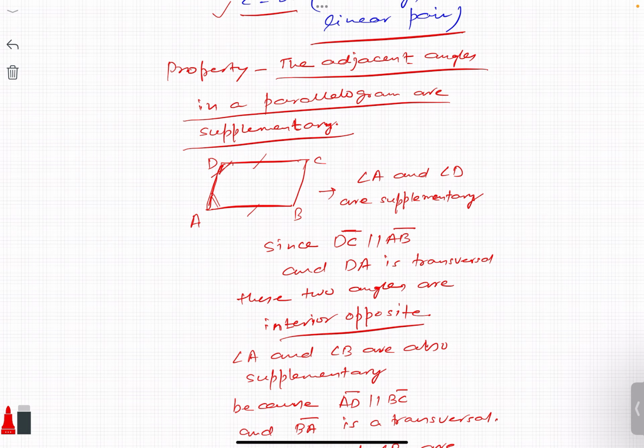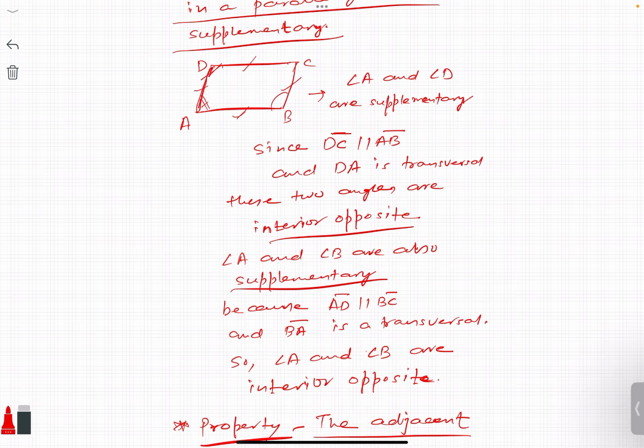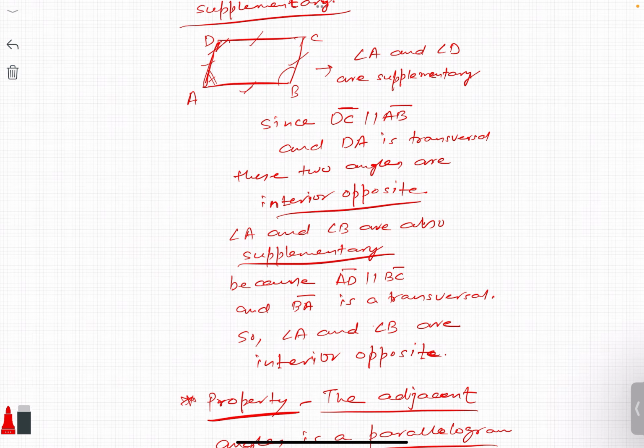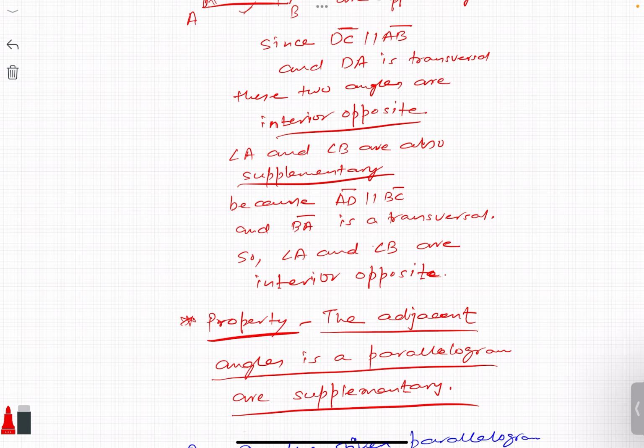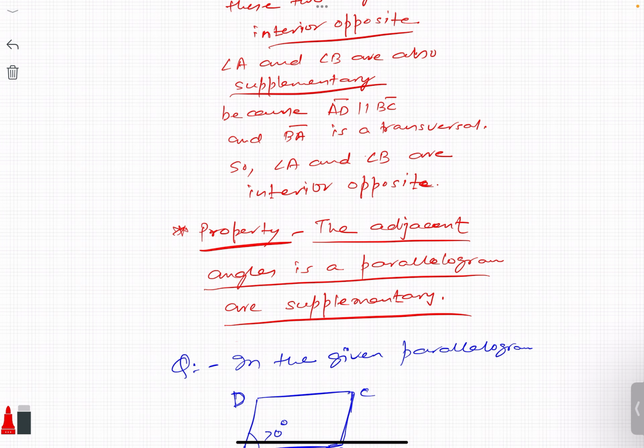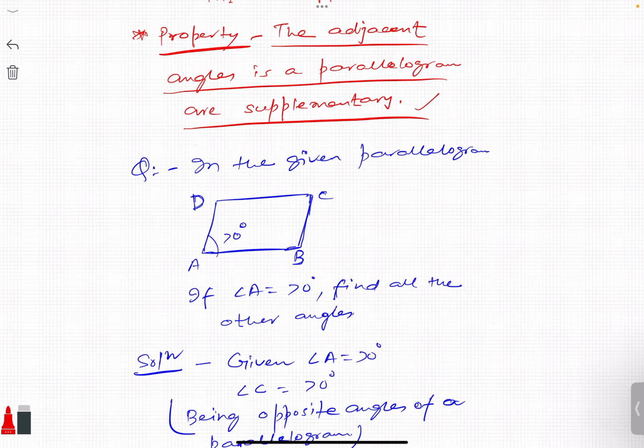Angles A and B are also supplementary because AD is parallel to BC and BA is a transversal, so angles A and B are interior opposite angles. So the property is that the adjacent angles in a parallelogram are supplementary. On this basis, we will solve a problem.